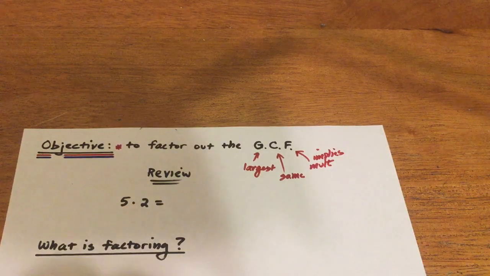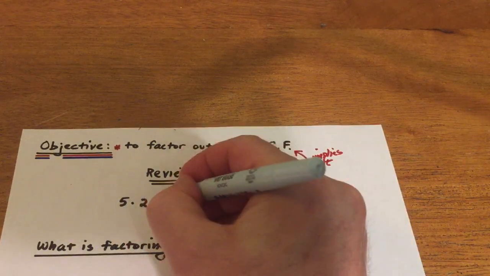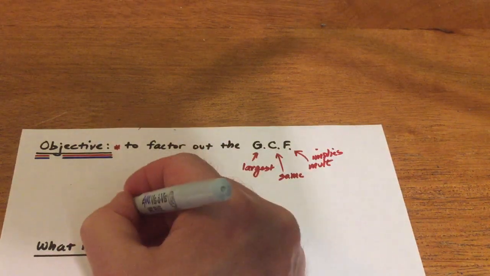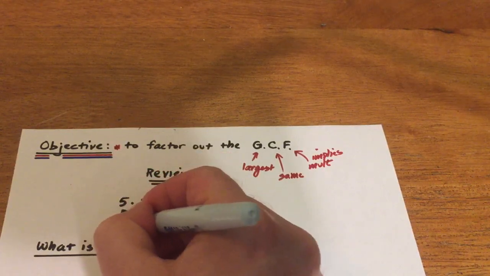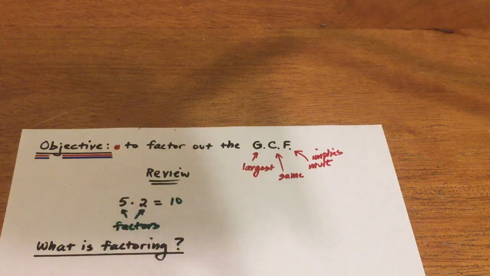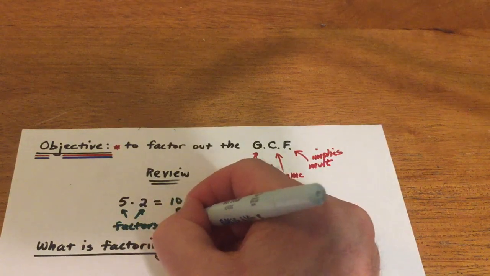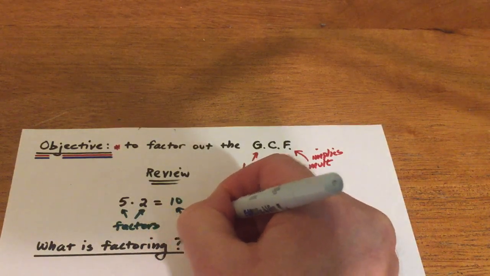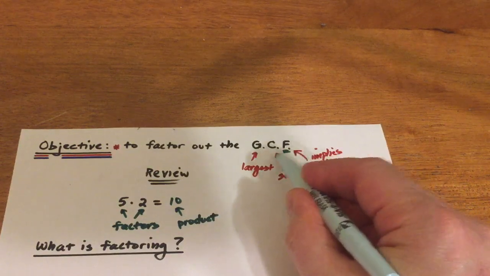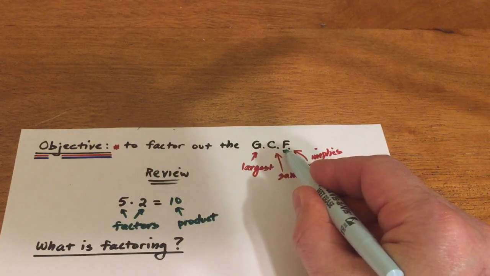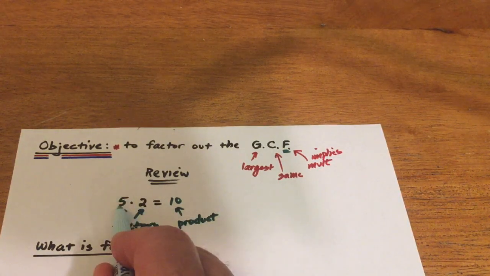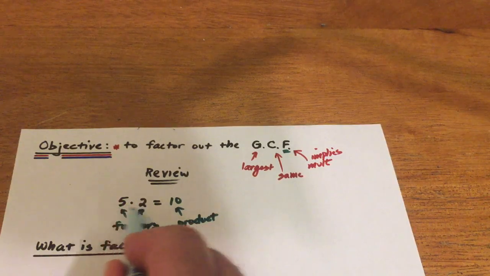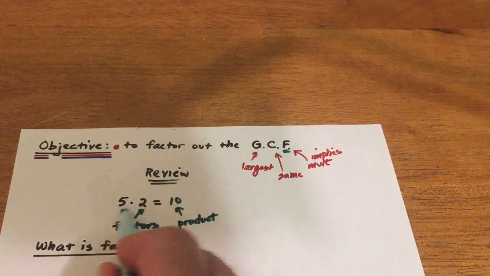When we look at this problem right here, 5 times 2, we know 5 times 2 is equal to 10. What we can say is that both the 5 and the 2 are factors. And if these are factors, what do we call the 10 in this problem? Hopefully you thought of the word product. So a factor is like the 5 or the 2. It basically implies that it's something that is multiplied by everything else in that same expression.